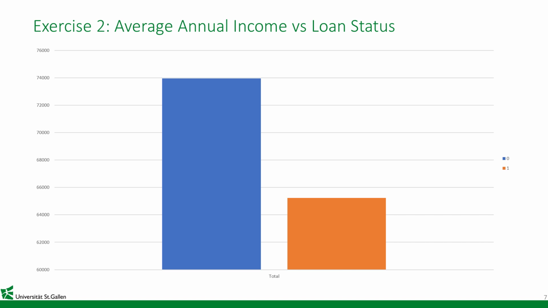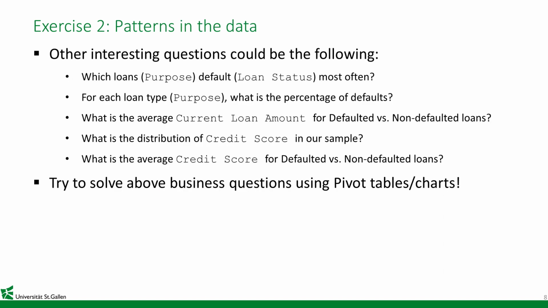So what does this tell us? It tells us that defaulting borrowers tend to have a smaller average annual income. This is the first interesting pattern, and it could help us identify for future loans what might their probability of default be. So for two applicants, if one applicant has a higher annual income than the other applicant, or the other applicant's income is much lower, that person with the higher annual income, his risk of default tends to be smaller.